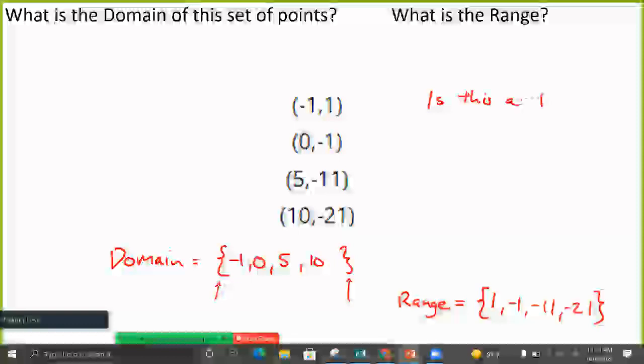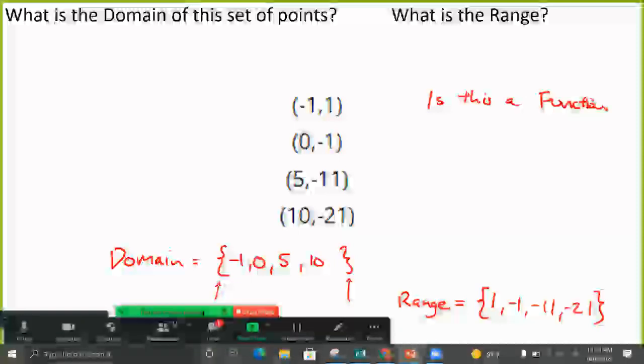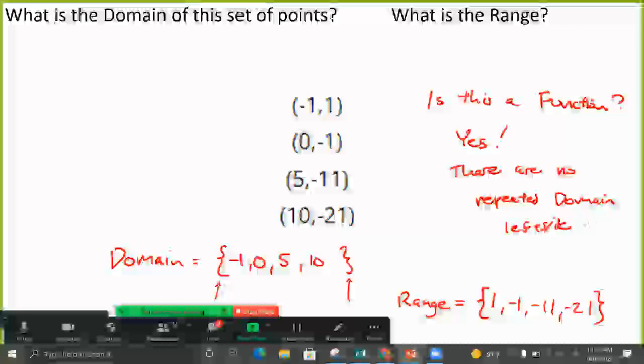I'm pretty sure it is a function. Yes, you're correct. It is a function. How can we know that? Any idea why it is? Because we don't see any repeated numbers on the left-hand side, on the side that's the domain. I love it. You're so right. There are no repeated domain numbers. So we can say for sure that this is a function. There are no repeated left side numbers.